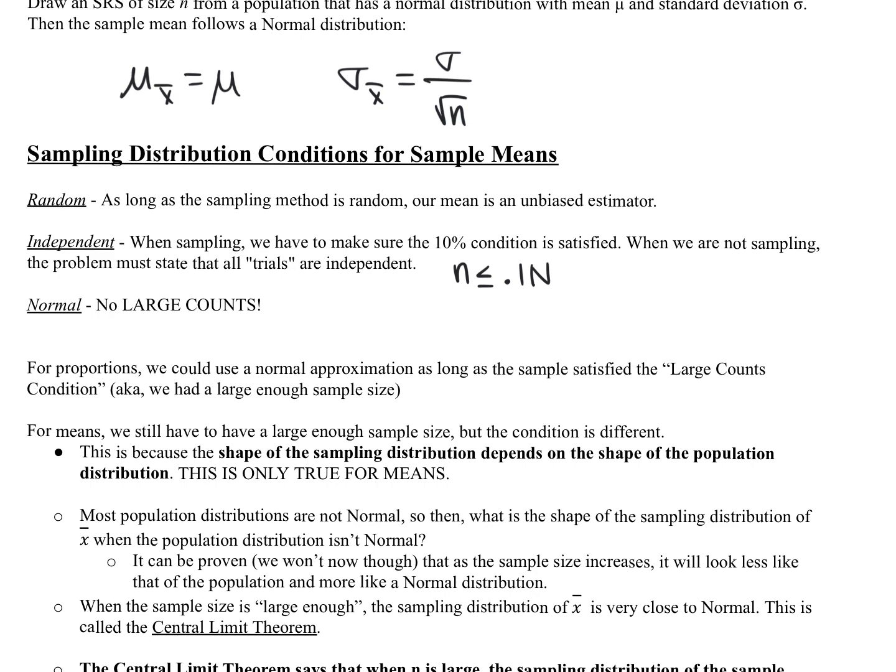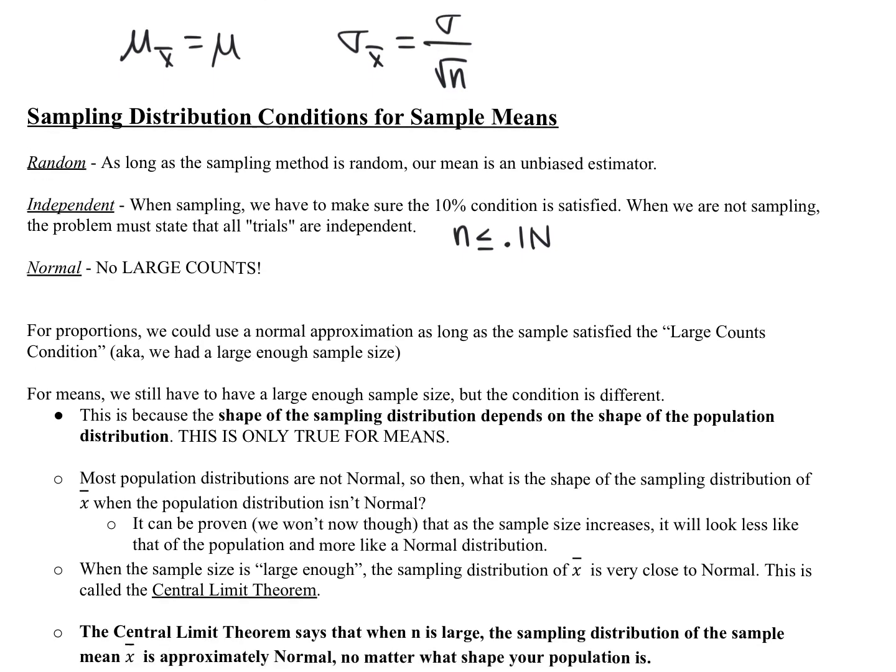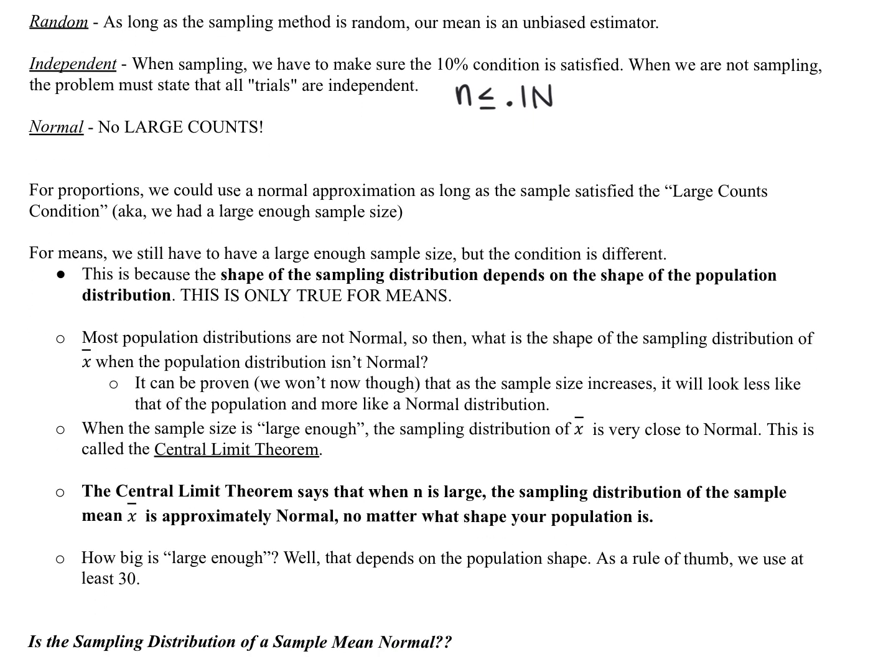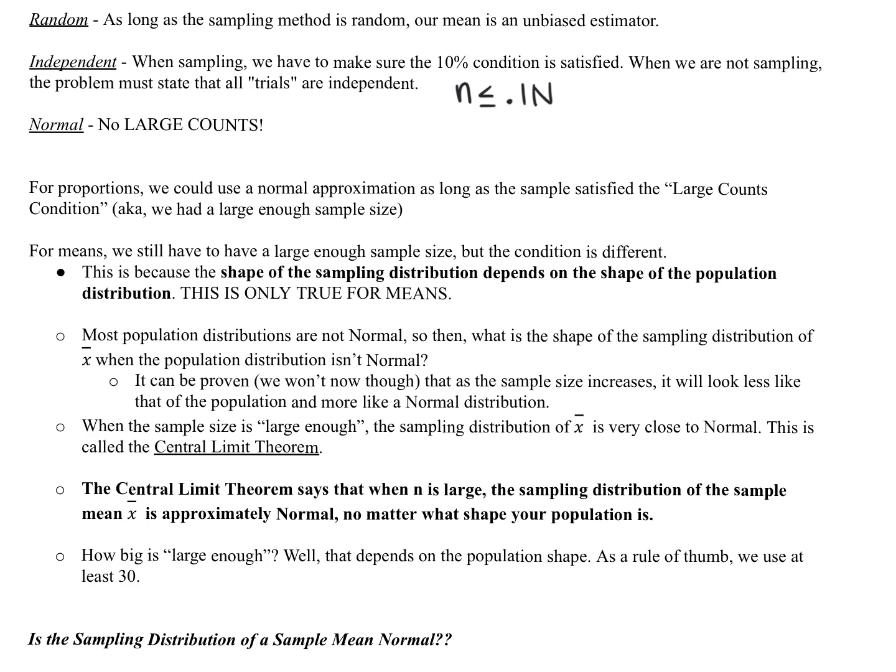For normal, we don't actually use the large counts condition anymore. For means, they have a different one. So for proportions, we could use a normal approximation as long as the sample satisfied our large counts condition, which meant we had a large enough sample size. For means, we still have to have a large enough sample size, but the condition is different because the shape of the sampling distribution depends on the shape of the population distribution. And this is only true for means. It is not true for proportions.